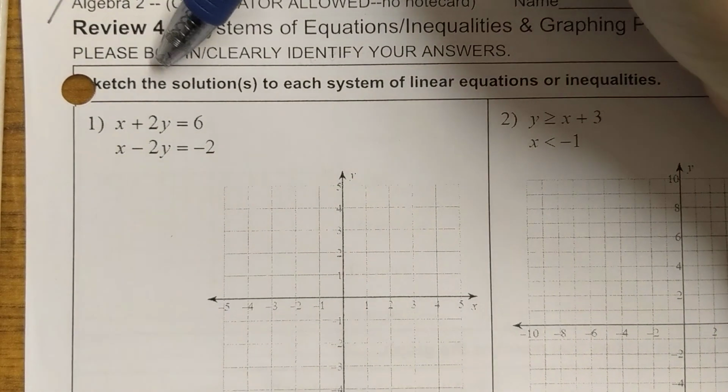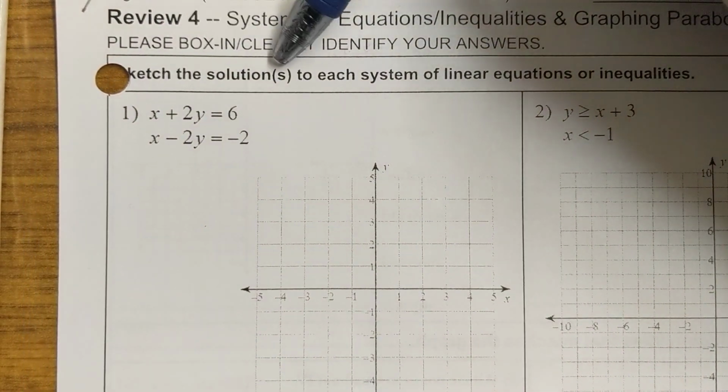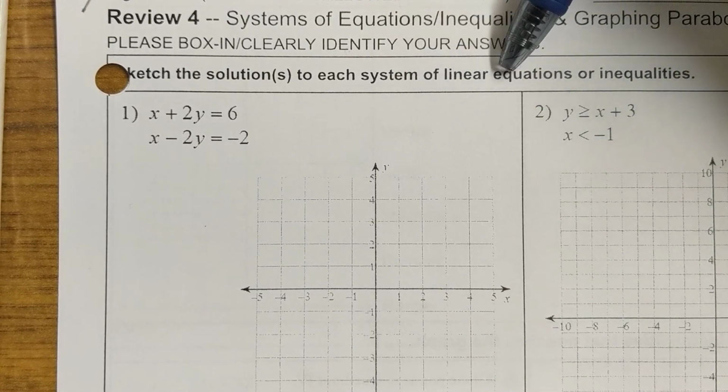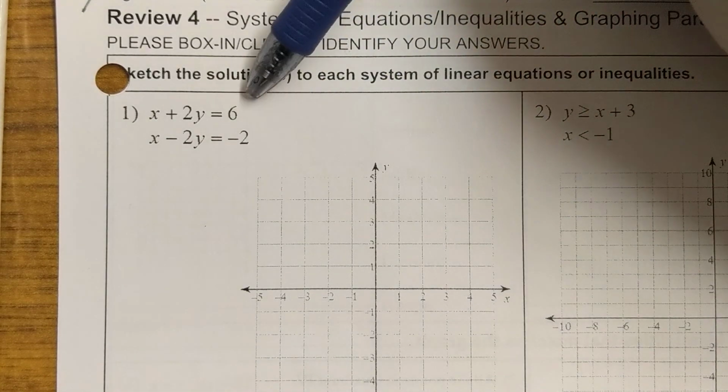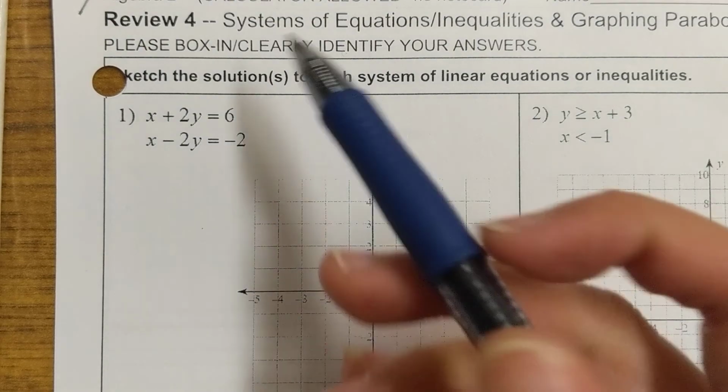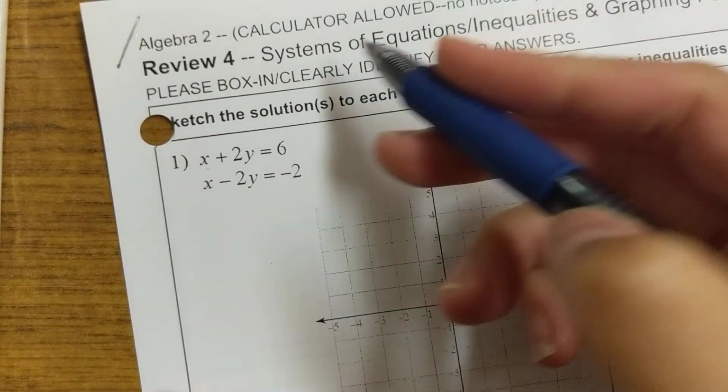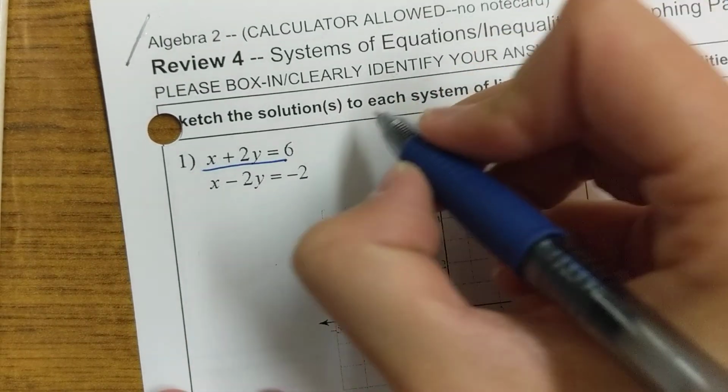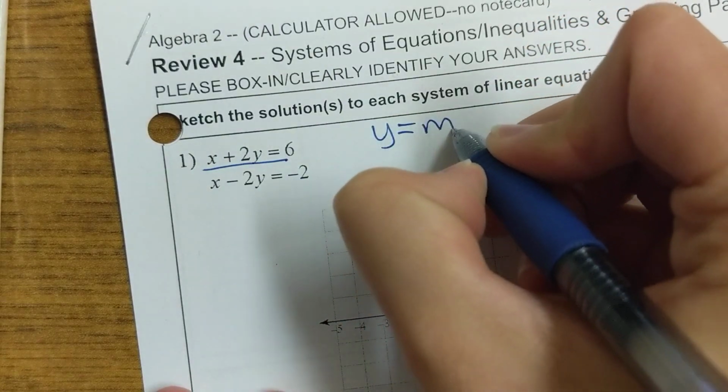So we're going to start with review 4. Sketch the solutions to each system of linear equations or inequalities. Solution or solutions. So first of all, we have two lines. I prefer my lines in the form y equals mx plus b. So that's what I'm going to do.